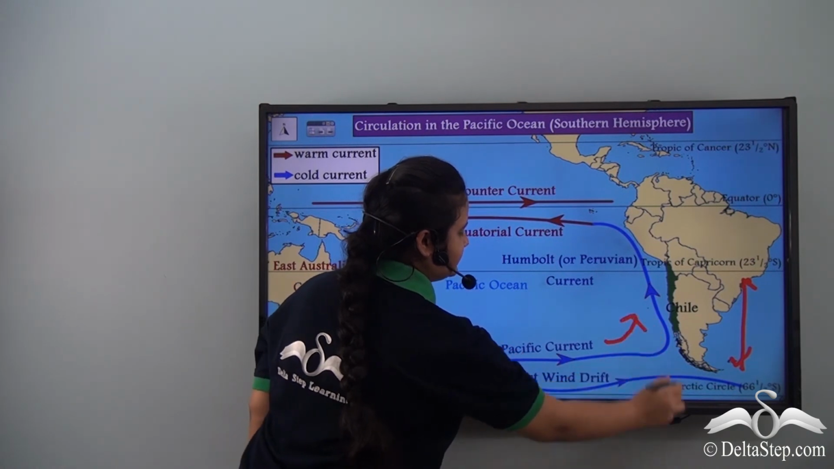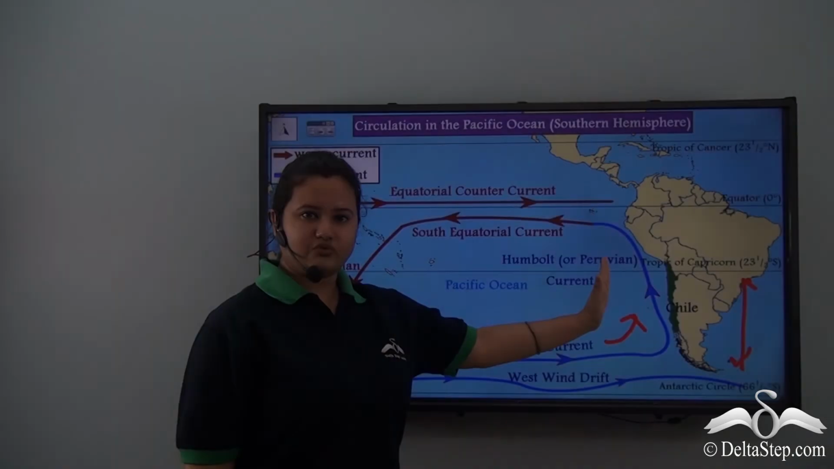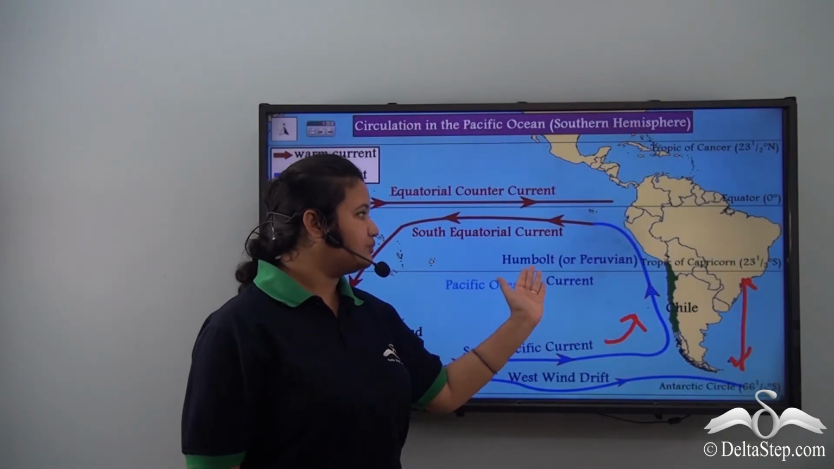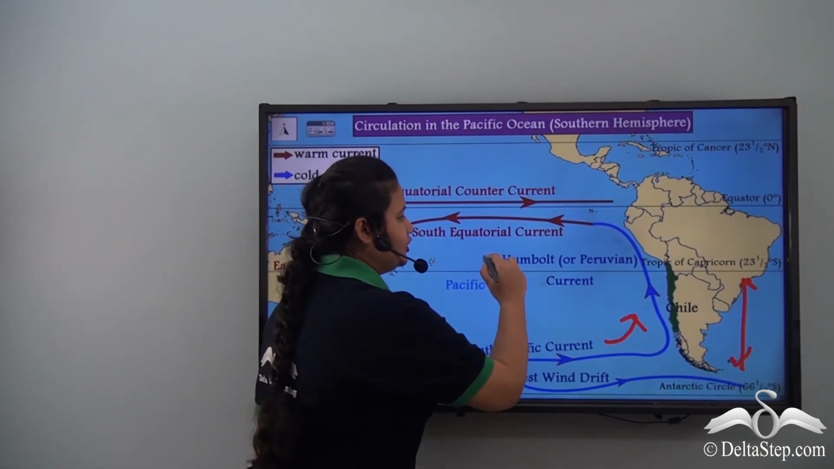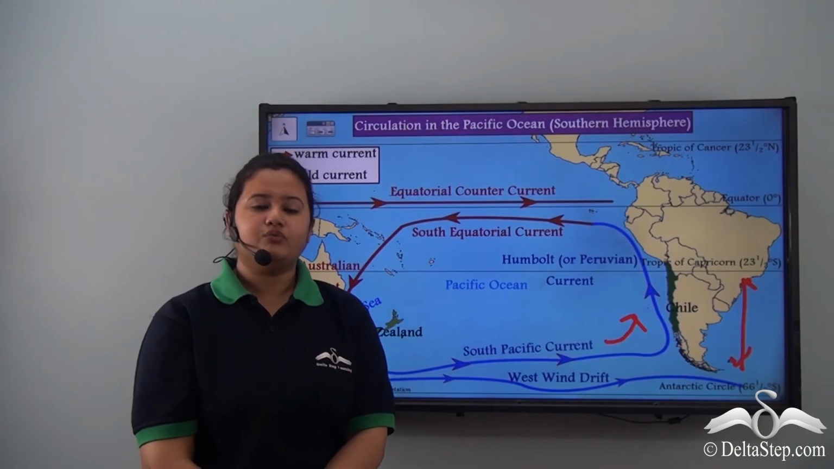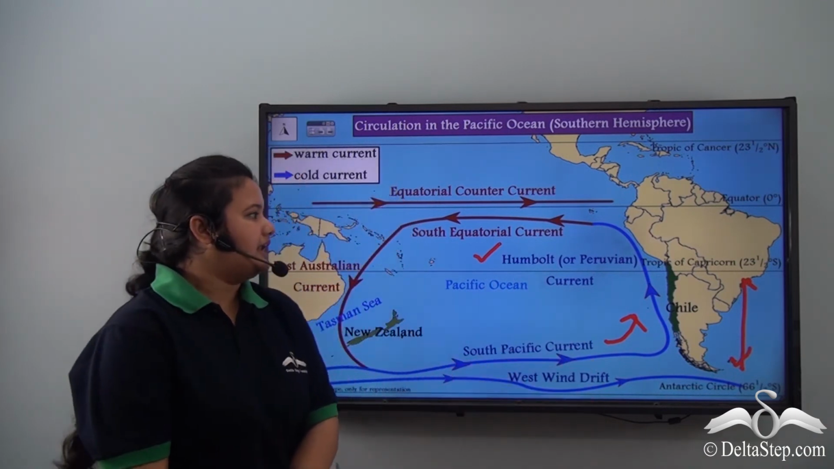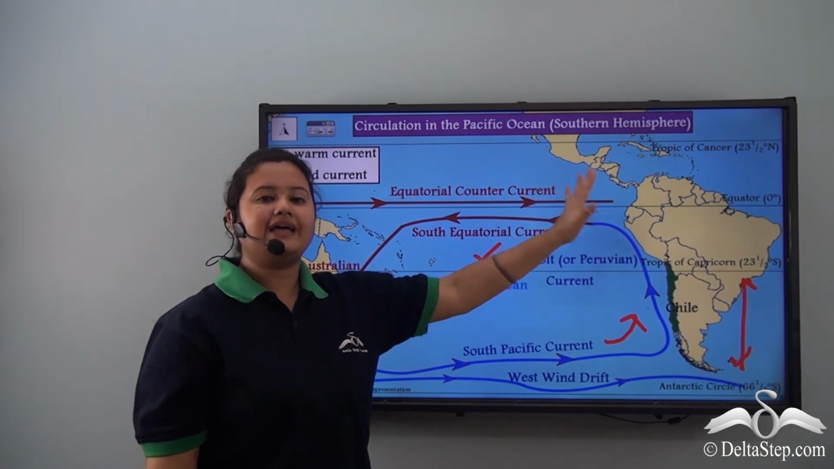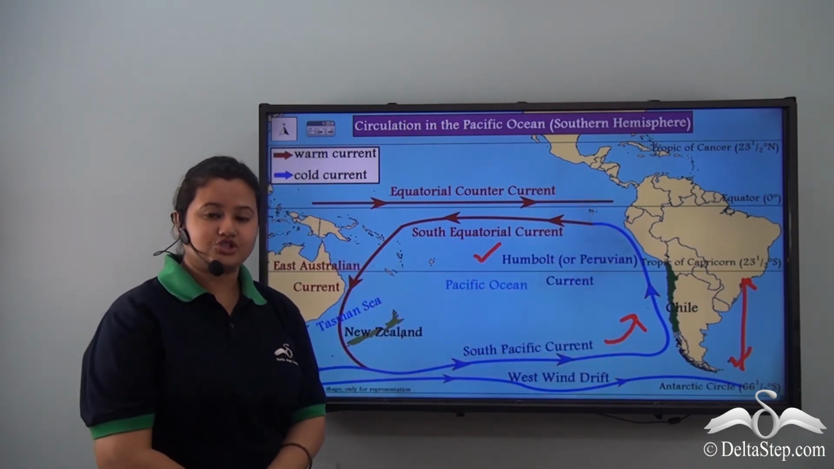So under this influence, the South Pacific current also turns this way under the influence of westerlies, and it gives birth to another cold current, which is called the Humboldt or Peruvian current. Now Peruvian current joins the South Equatorial current, and the cycle in the southern part of the Pacific Ocean gets completed.